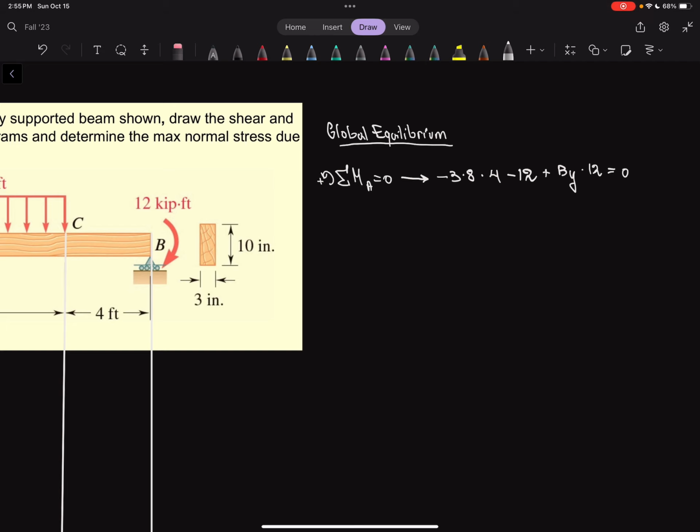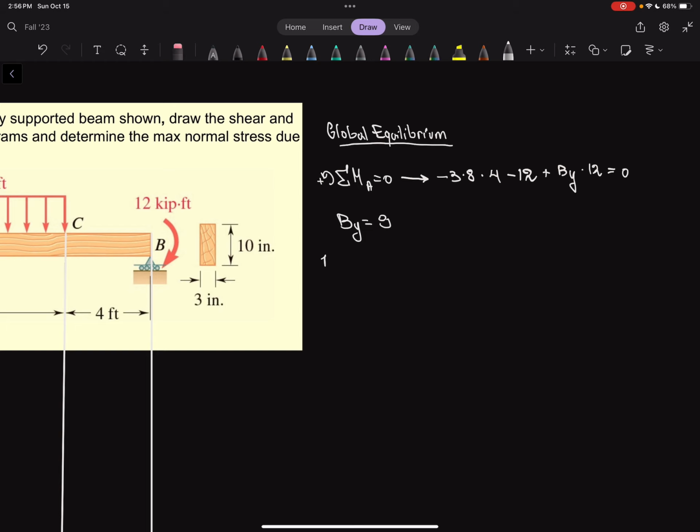So let me calculate that real quick. So it's going to be 8 times 3 times 4 plus 12, divided by 12. That's going to be 9. So By equals 9. So Ay equals what?